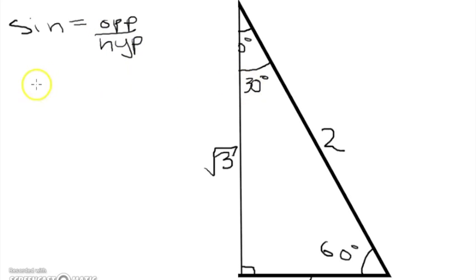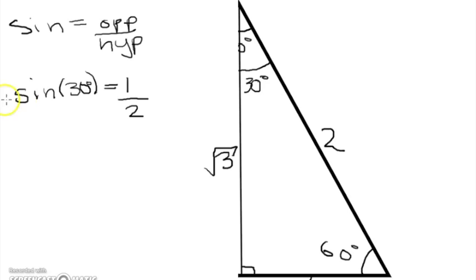Let's take the sine of 30 degrees. The opposite side in this case is 1. The hypotenuse is 2. The sine of 30 degrees is equal to 1/2.